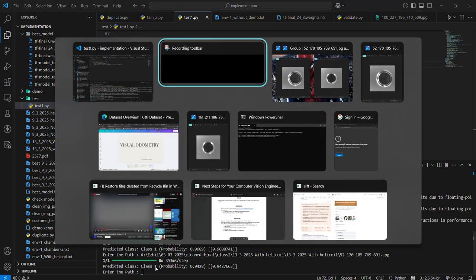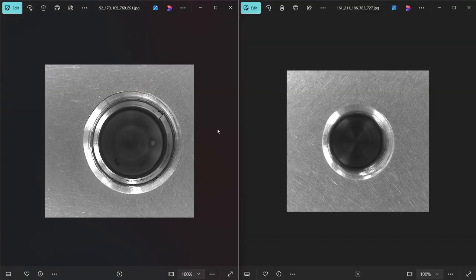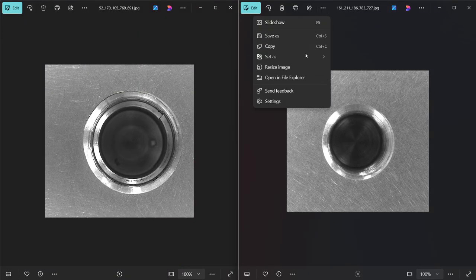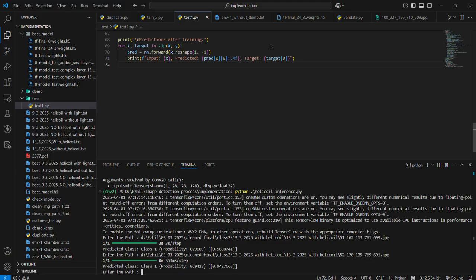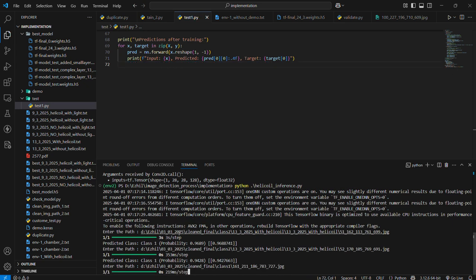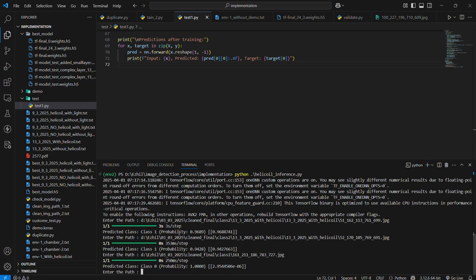Okay, let us see the class 0 image. Okay, the probability is less than 0.5, that is 10 to the power minus 0.6, which is less than 0.5.